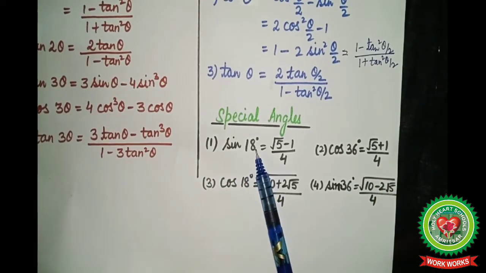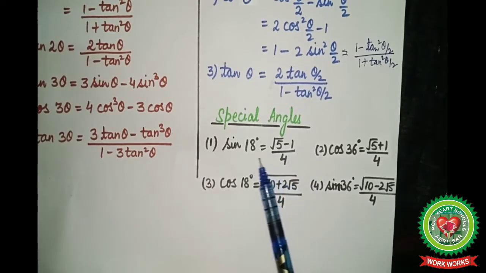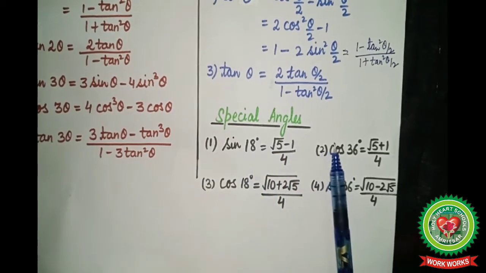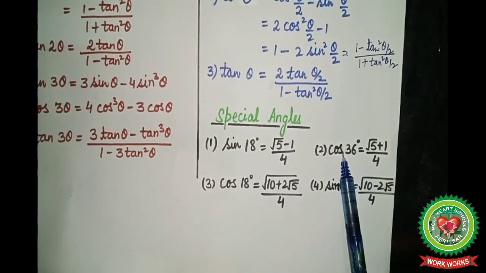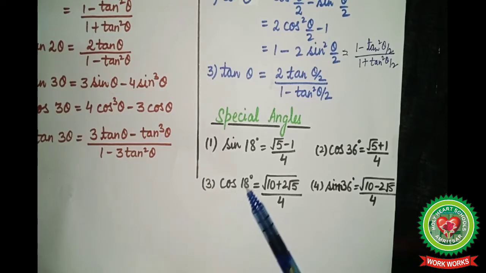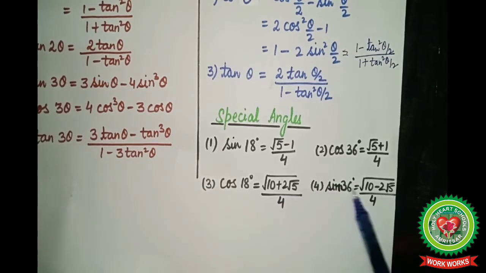Now, sine 18 degree is equal to root 5 minus 1 upon 4. We can see its proof in the book also. Similarly, sine 18 degree and cos 36 degree values are nearby similar. So we can easily remember, it is a conjugate of this number. So it is root 5 plus 1 upon 4. Similarly, cos 18 degree is equal to under root of 10 plus 2 root 5 upon 4. And sine 36 degree is 10 minus 2 root 5 and whole square root upon 4.